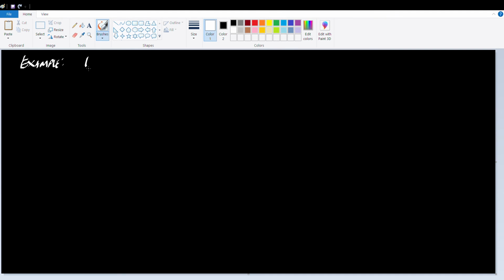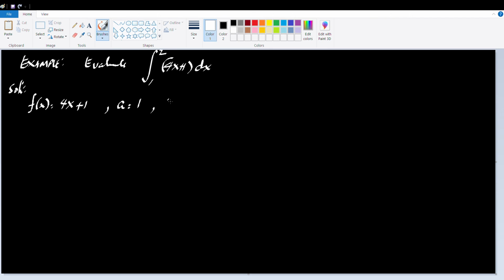Evaluate the definite integral of 4x plus 1 dx from 1 to 2. Okay, so it says that the function from the given integrand, the function f is defined by f of x equal to 4x plus 1. Your lower limit is 1 and your upper limit is 2. Okay?